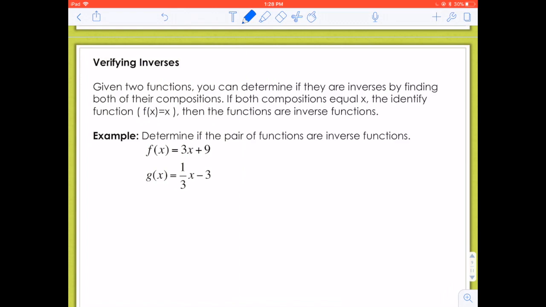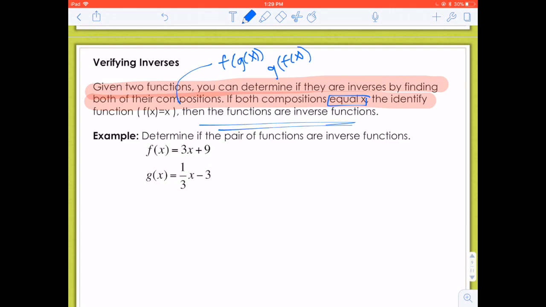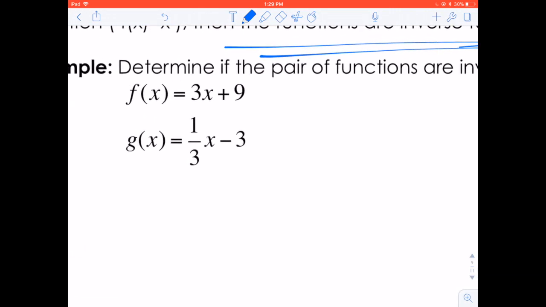The very last thing we have to learn today is how to verify inverses. To verify an inverse, it's just using a skill you did yesterday. If you're given two functions, you can determine if they're inverses by finding both of their compositions. That means you need to find f of g of x and g of f of x. If both compositions equal x, once you solve them all down, then the functions are inverse functions.